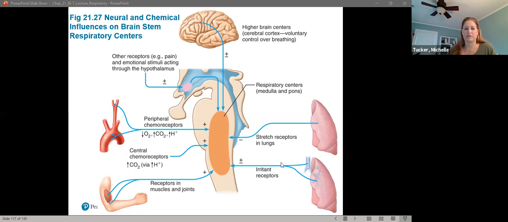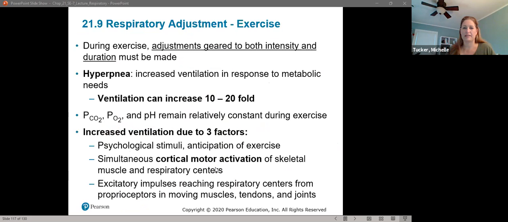So those are the protective reflexes. There is input from the cerebral cortex that can control the diaphragm and give voluntary control over breathing. The main control is going to be chemoreceptors with CO2, definitely at the top of the hierarchy. And then we'll talk about these receptors in muscles and joints that send information to that dorsal respiratory center to influence breathing rate and depth.